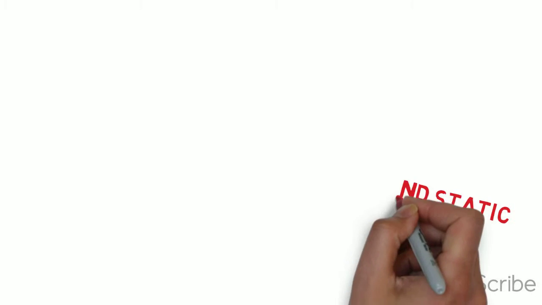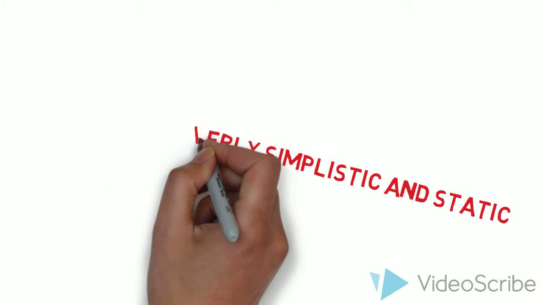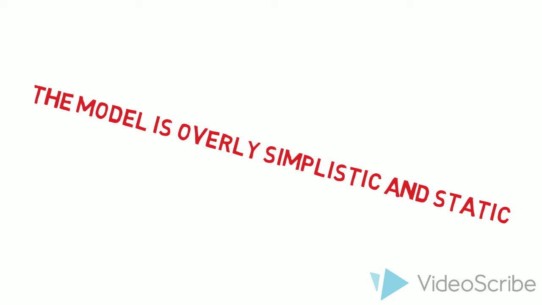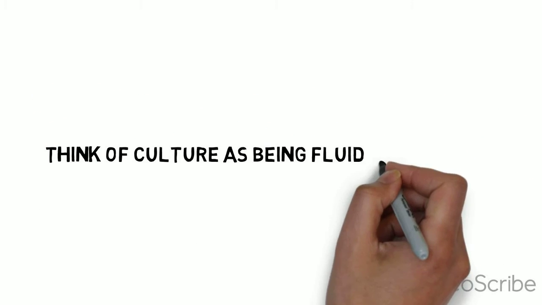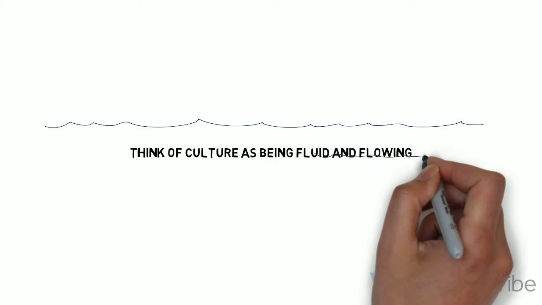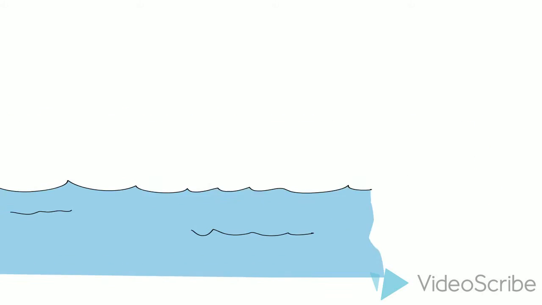Hofstede's model has been criticised as being overly simplistic and static, and it's therefore limited in its usefulness. Culture is better understood as being fluid and multi-layered.